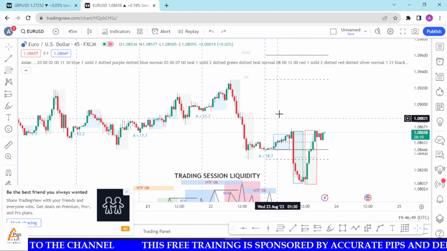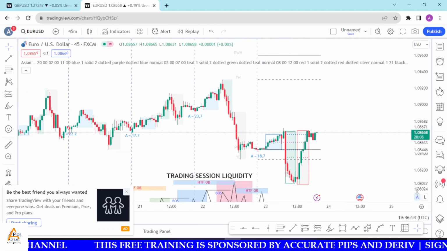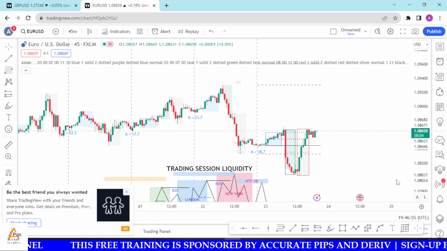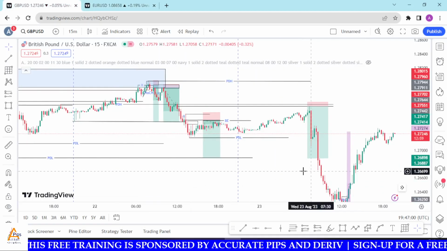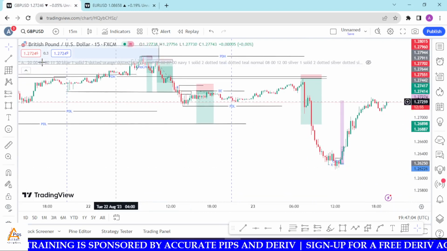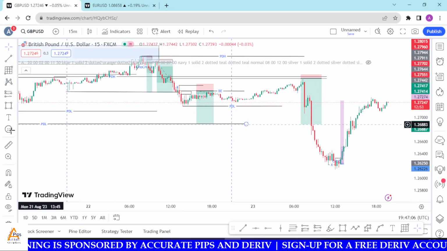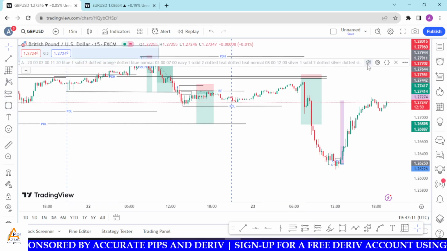Okay, I brought it back. So I wanted to remove this drawing, but it's okay. I think let me use GU, because I did that analysis on GU. This trade is not only the weekly liquidity I use, I also use the session liquidity as well.